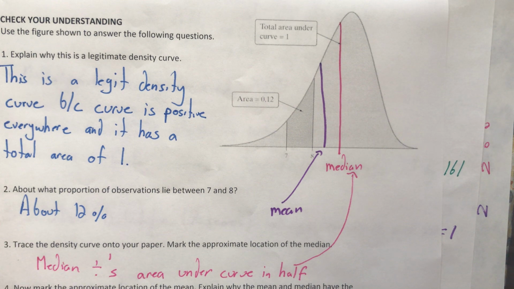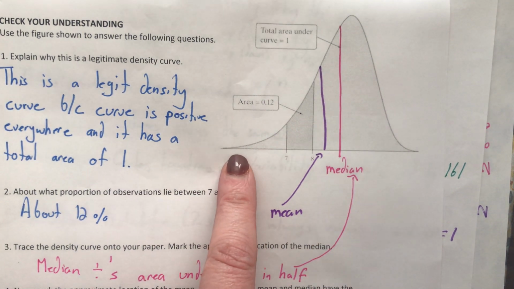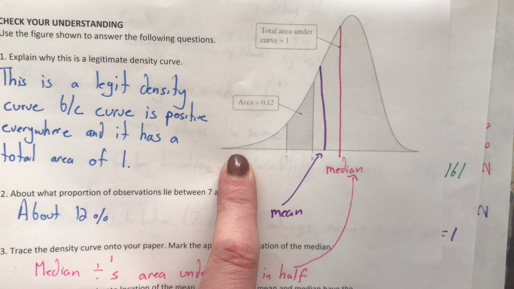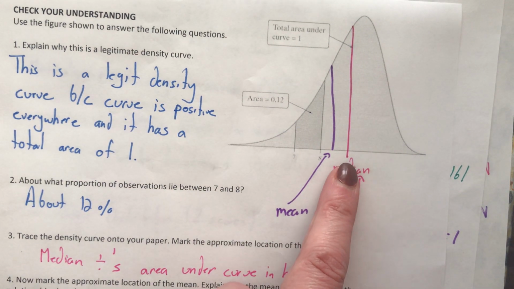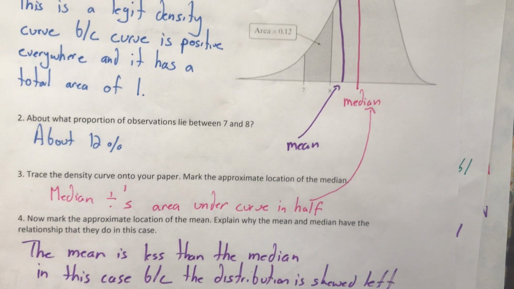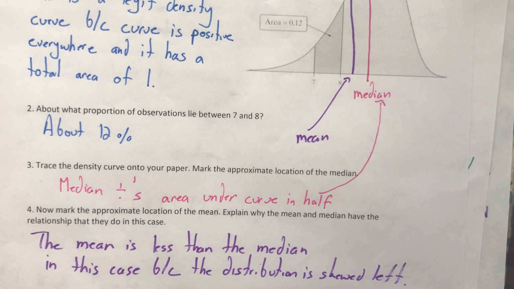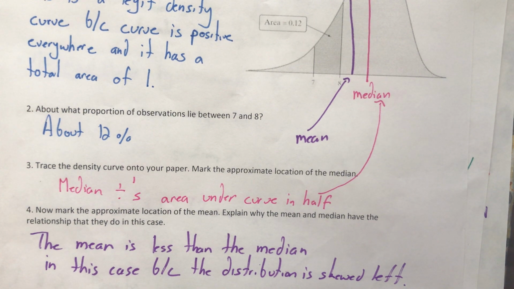Now, where would the mean be? Again, it's not perfectly symmetric. It has a longer tail on the left, so that tail is going to be pulling the mean in that direction. So we are expecting the mean to be to the left of the median. The mean is less than the median in this case because the distribution is skewed to the left.